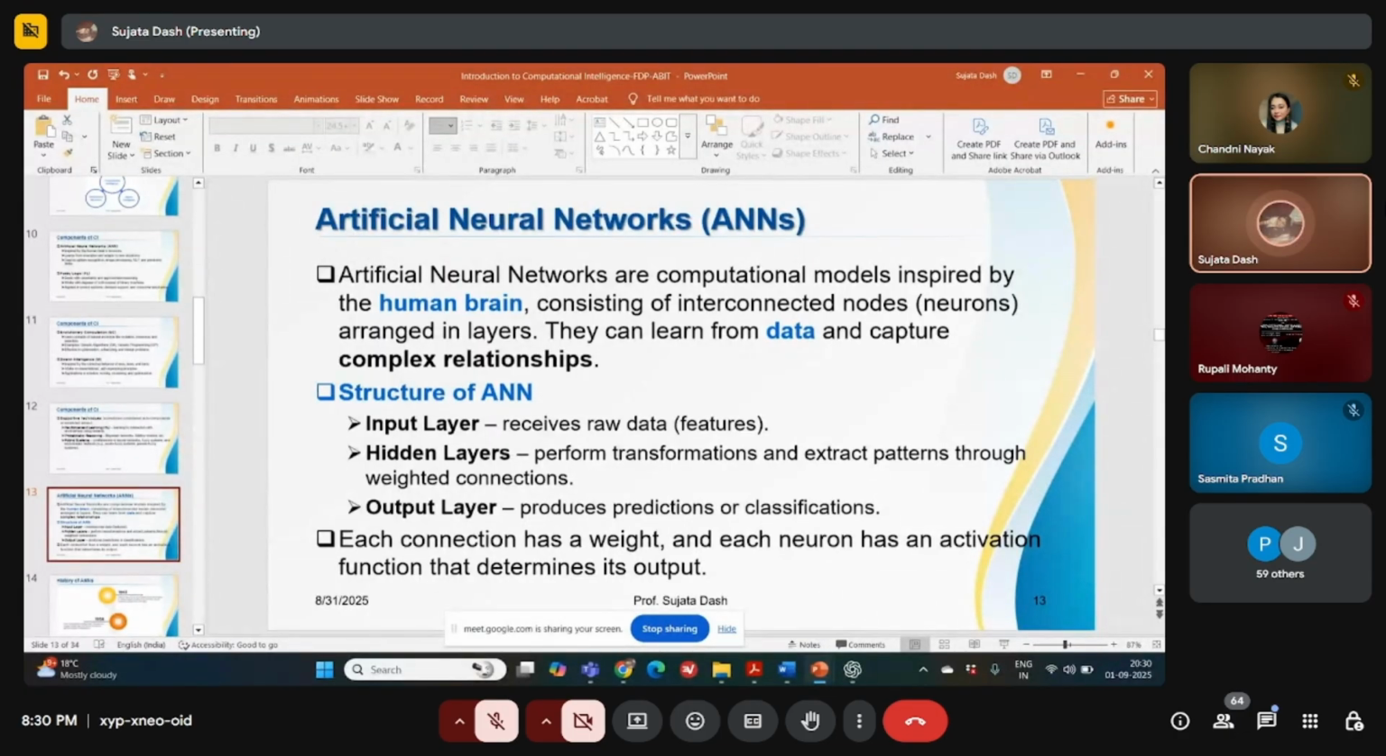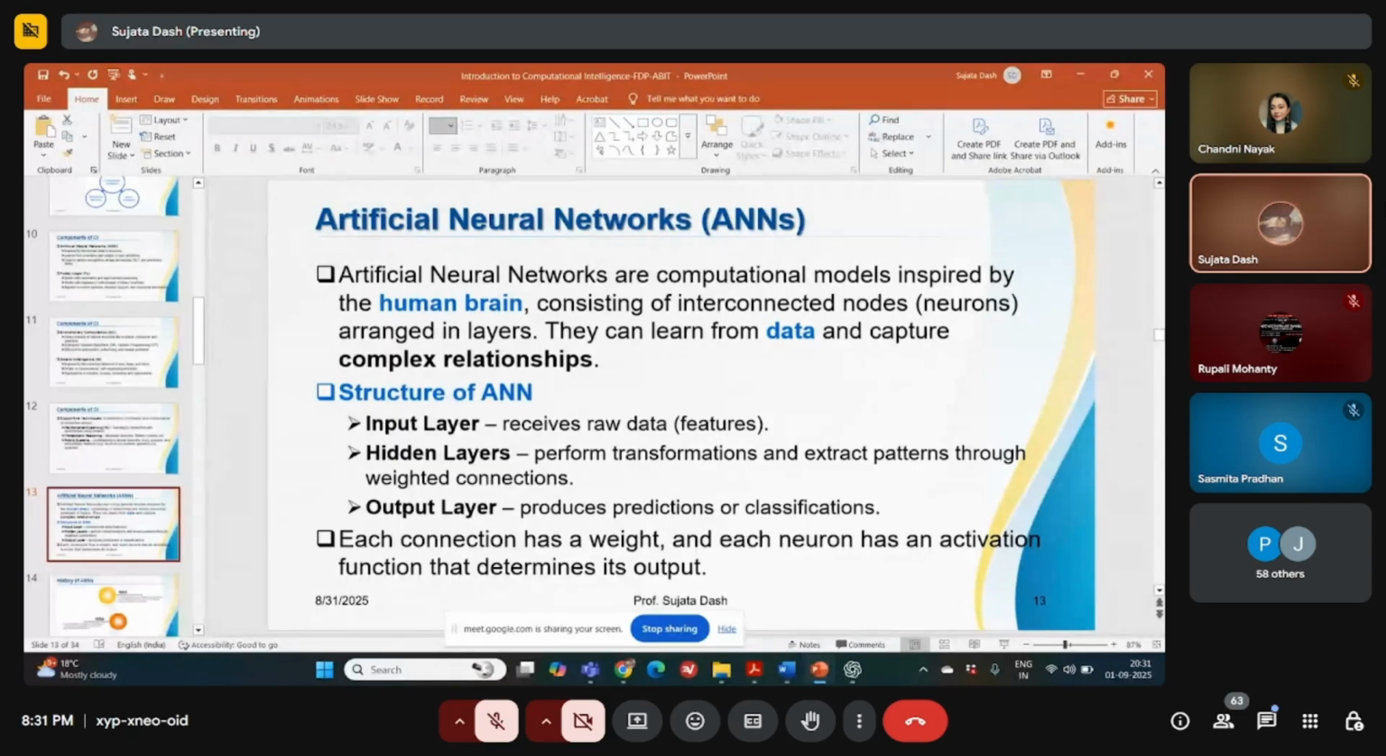Each neuron receives inputs, then processes them using a function and passes the output to the next neuron. I think all of you must know that when the neuron receives the inputs, it has a summation function. Each input will be multiplied with its corresponding weight, and then all of them will be added together, or summed up, through the summation function.